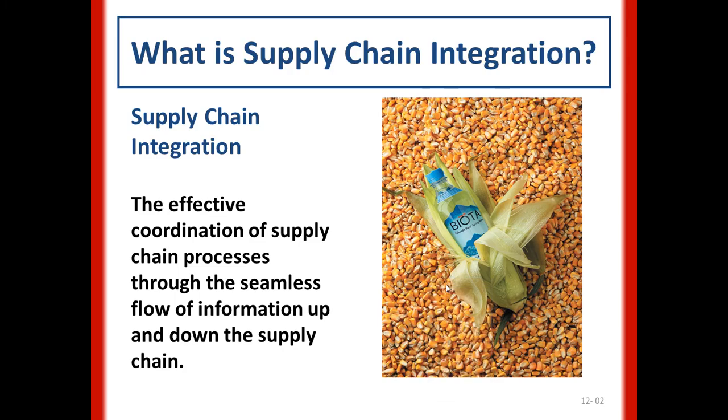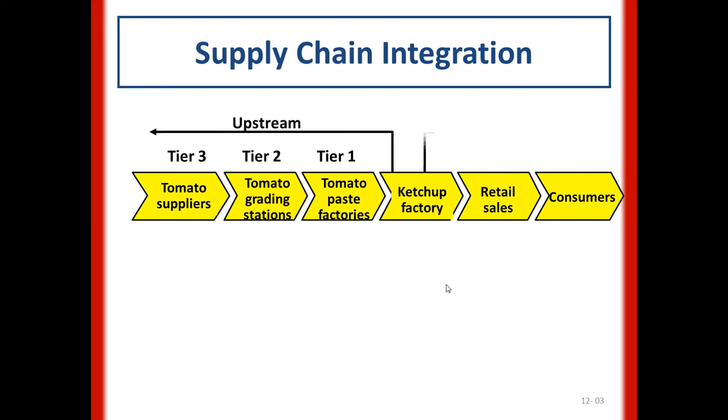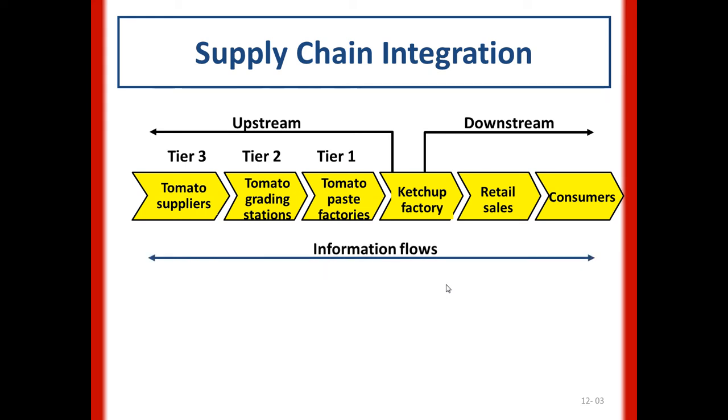Supply chain integration is the effective coordination of supply chain processes through the seamless flow of information up and down the supply chain. Supply chain integration provides each member of the supply chain visibility into the capacity and information of other members of the supply chain. It facilitates collaboration between firms in a supply chain. It is also an enabler of supply chain management.